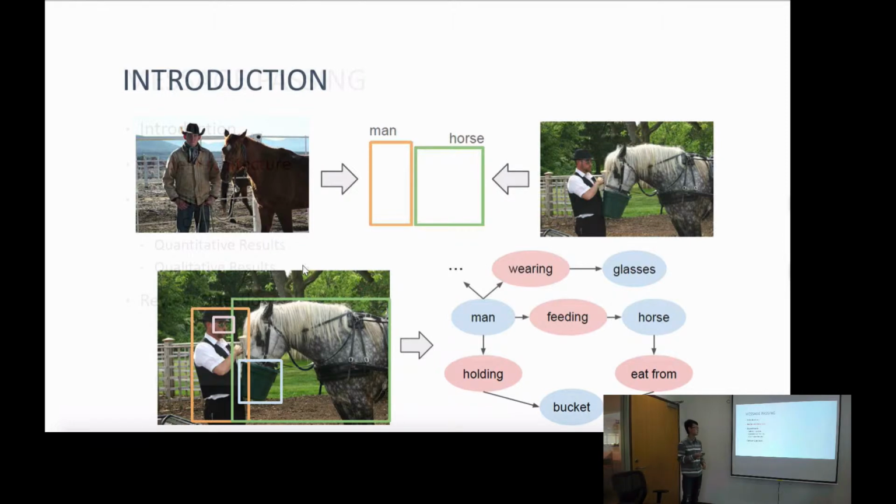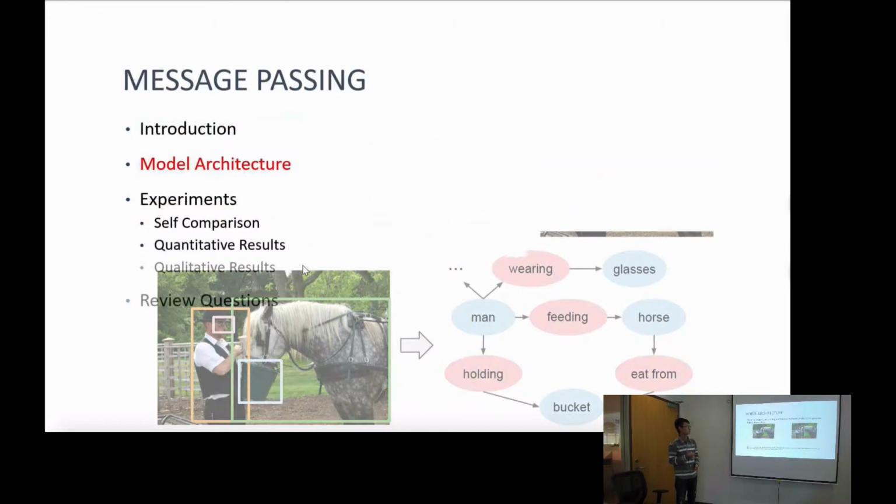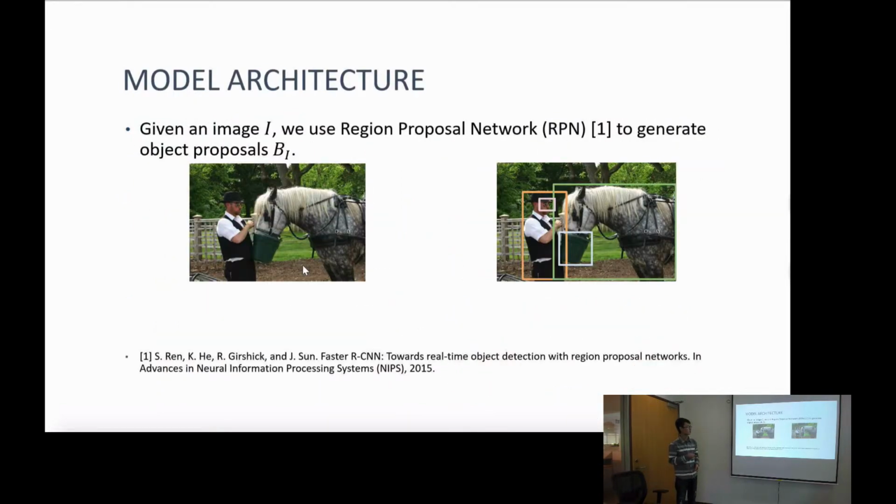Then I turn to the model architecture part. Given an input image I, we use an existing model, RPN, to generate object proposals BI. Object proposals are actually the objects of this image, meaning the man, horse, bucket, glasses, these 4 objects. This model is an existing model, meaning that the model proposed by this paper doesn't try to extract objects of this image, but rather tries to construct the graph of this image. This is also the reason why this paper uses the existing model RPN to extract the objects.